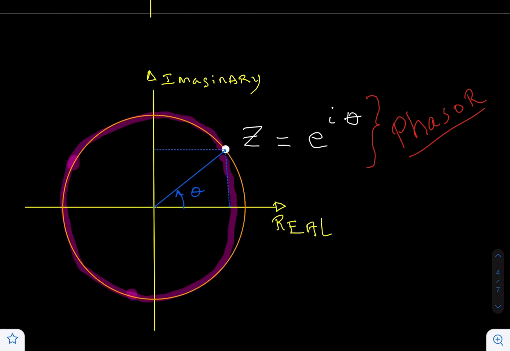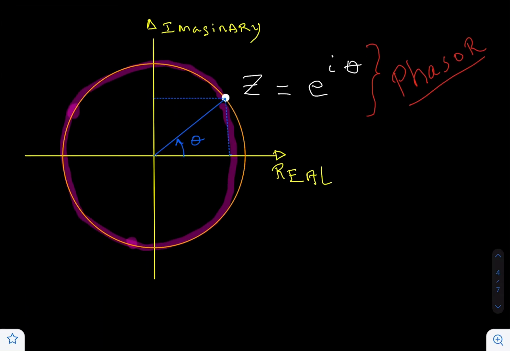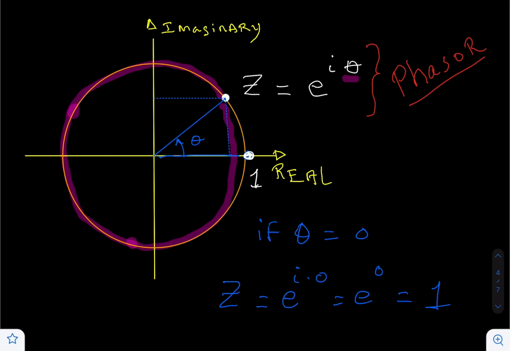So what I want to show you now is, of course, if theta is equal to 0, what you have is z equals e to the i times 0, which is e exponent 0, equals 1. And sure enough, at angle 0, right there, you got this point right here. Let me just draw that. You have this point right there, and sure enough, this is on the real axis and is equal to 1.